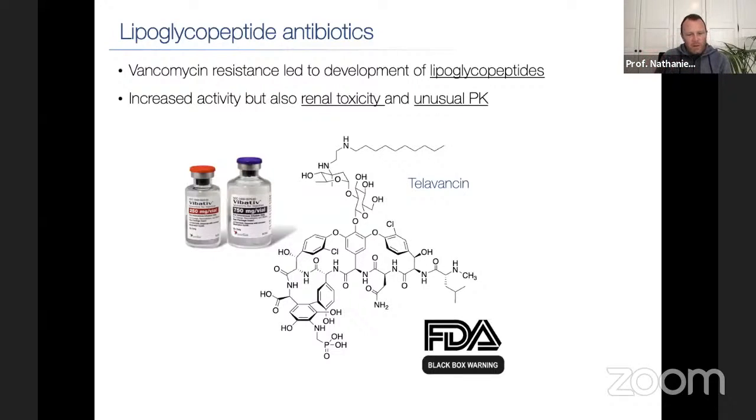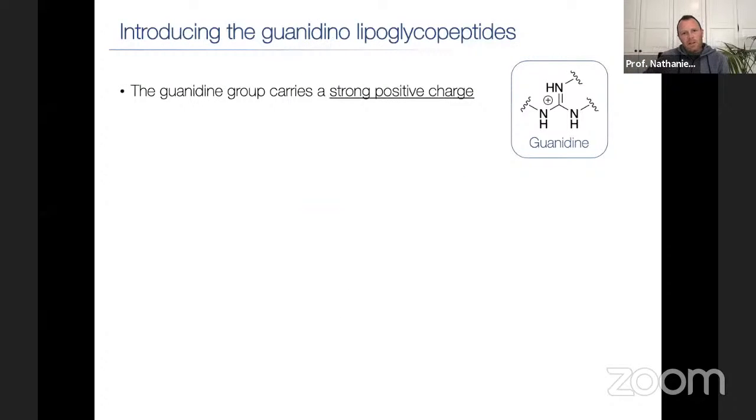So with this background, we decided to see if we could do something to try and find the sweet spot, say between enhanced activity but maybe reduced toxicity, with a new class of semi-synthetic glycopeptides, and those are the guanidino lipoglycopeptides, as we're calling them. And they're called guanidino because they contain a guanidine group, which I'll show you in a second.